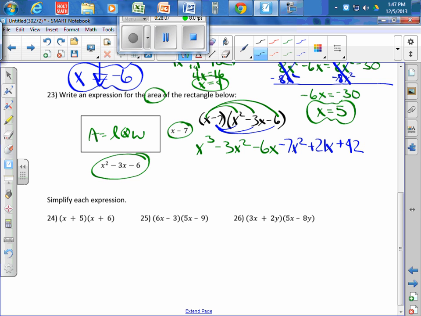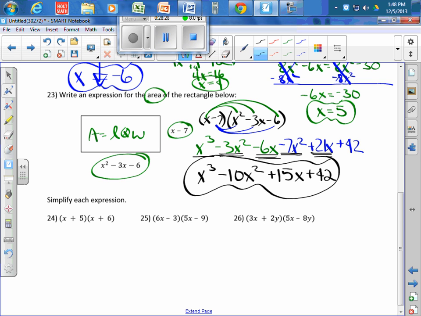Go through and combine all of your like terms, starting with the highest exponent first, x to the third. Negative 3x squared minus 7x squared is negative 10x squared. Negative 6x plus 21x, positive 15x, and bring down the plus 42, final answer. That's the expression for this area of this rectangle.